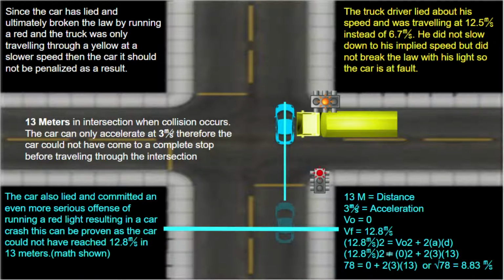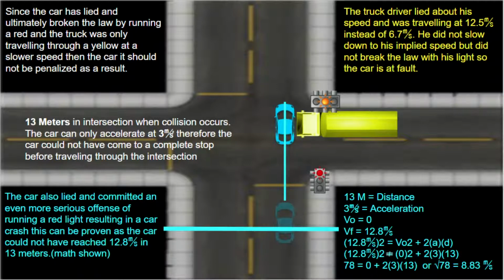It shows that the car's final velocity, if it did indeed stop, would have only been 8.83 meters a second. Since we know that, that means that the car lied and committed an even more serious offense of running a red light, resulting in a car crash, as it could not have reached 12.8 meters a second in 13 meters.